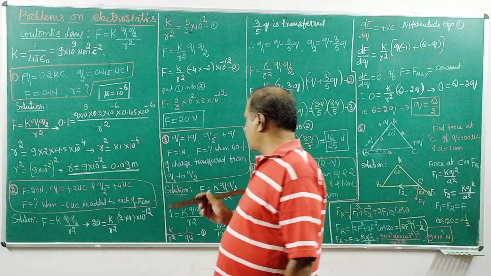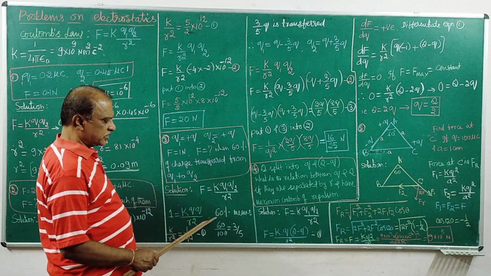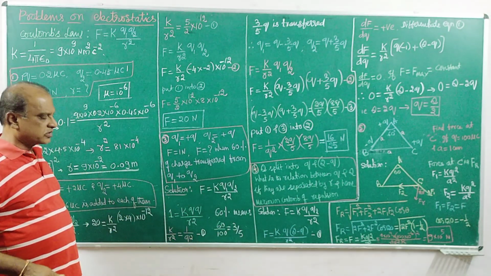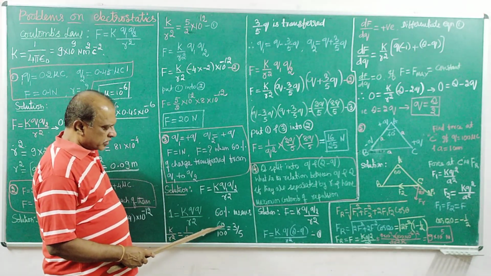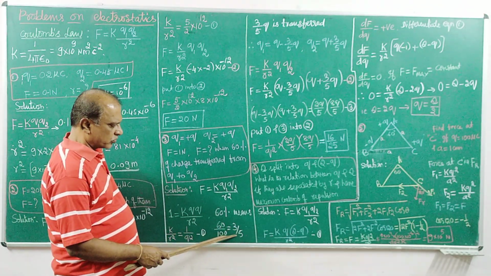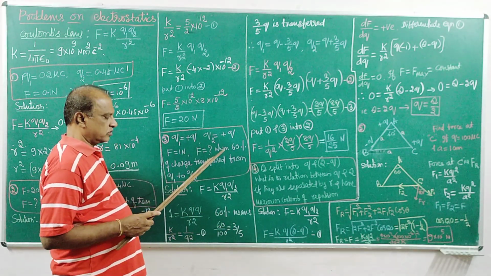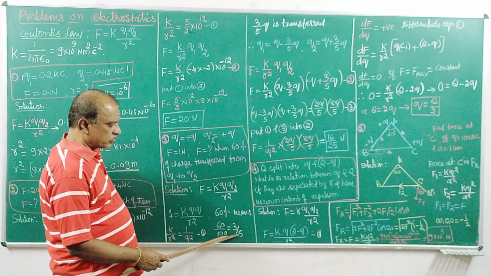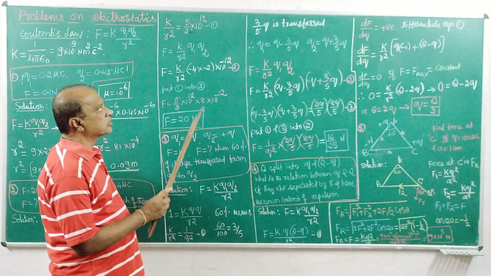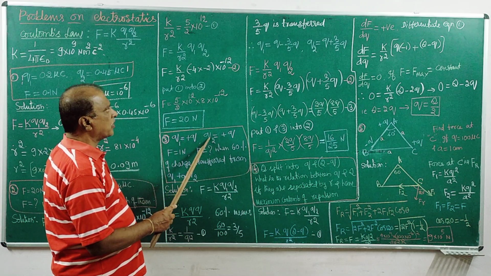What is asked for? And 60% is transferred. What is meant by 60%? 60 by 100. 60% means 60 by 100. What is 60 by 100? 3 by 5. Simplify, 3 by 5. 60% of charge means 3 by 5 amount of charge is transferred from this point to this point.